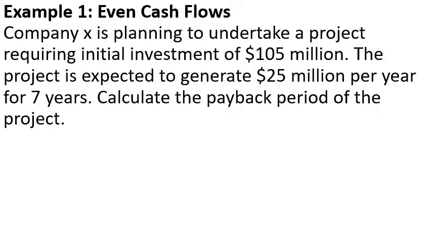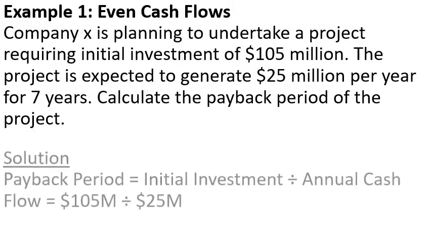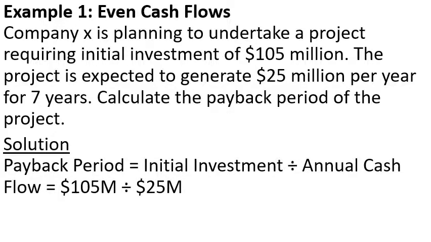As you can see in this question, they're saying every year it will be 25, so it's even. And in our formula, PBP is equal to the initial investment over the annual cash flow. So our initial investment is $105 million divided by the annual cash flow of 25 million, and then you come to 4.2 years. So it will take company X to get back its initial investment after a duration of 4.2 years.